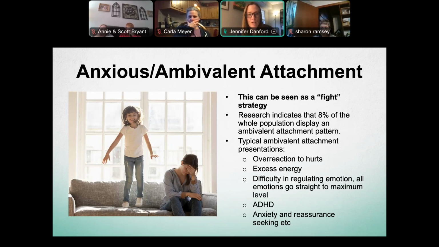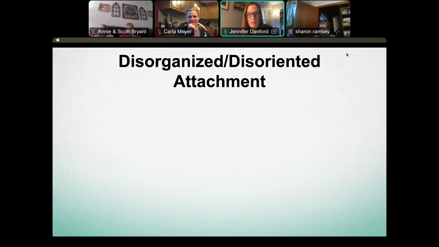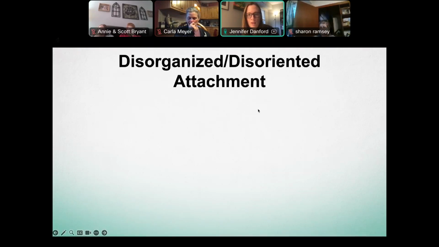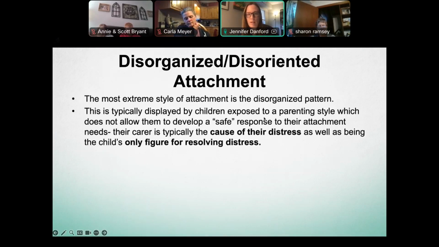It's almost like they need an adult to regulate their behavior all the time, because that's their reassurance of attachment. All right, so disorganized and disoriented attachment can be a really tricky one also. This is sometimes referred to as the most extreme style. There are a lot of outcomes that go with this one that are not the best outcomes, but we'll talk about how we can throw in some things that can maybe change the outcomes. Not everything is a definite outcome.